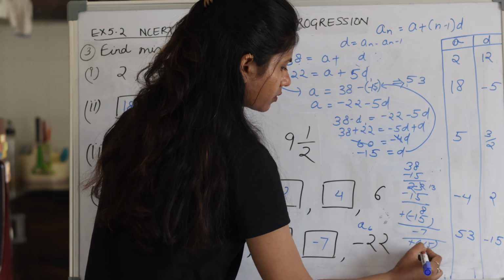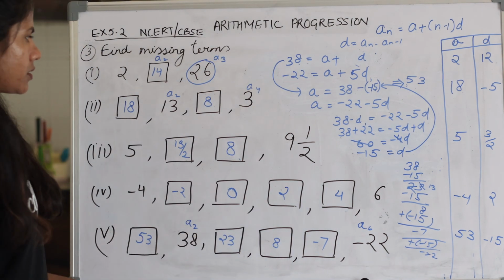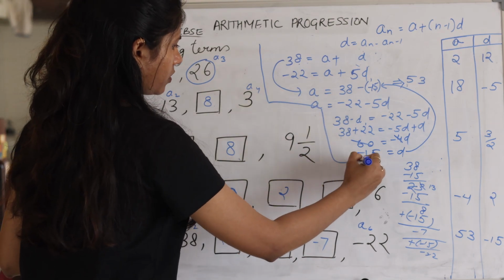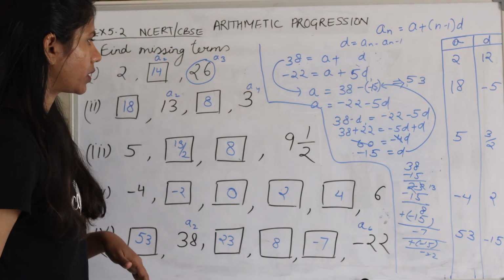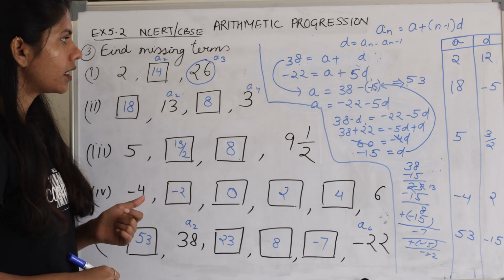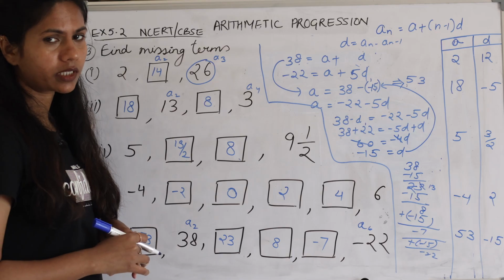minus 15, which will be minus 22. Okay, so we have successfully got all the values. I hope you would have easily understood this. And if there are any queries or anything, let me know in the comments.